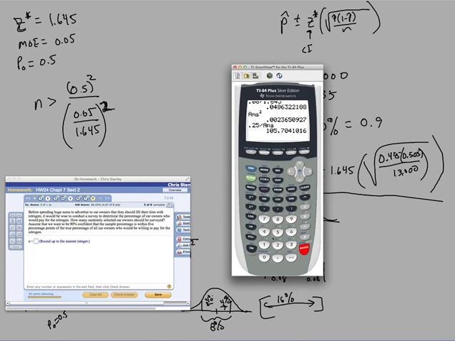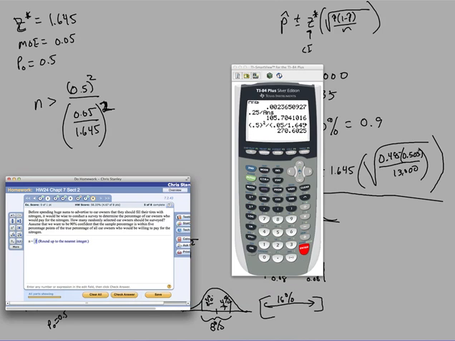So I'll try it another way. Let's use parentheses here. 0.5 squared, that's my numerator, divided by, let's use a parentheses, 0.05 divided by 1.645, close it, and square it. Make sure I'm right. Okay, so 271. Always round up no matter what it's at. So just use the formula there, and that'll be it. So you should be fine.